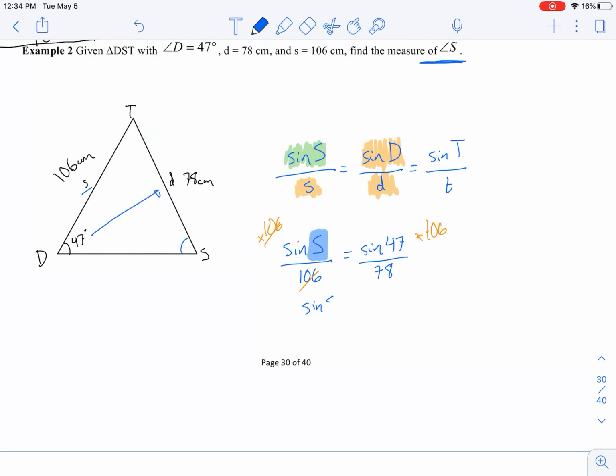So I've got sine of S is equal to, I'm going to write the 106 first just for aesthetics here, 106 times sine 47 divided by 78. Remember, technically, I could write this off to the side. Technically, this is sine 47 over 78 times 106, but 106 is divided by 1, so I'm going to multiply my numerators, multiply my denominators to get the answer of 106 times sine 47 divided by 78.